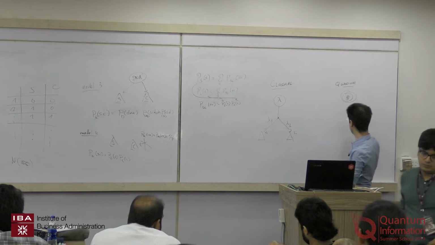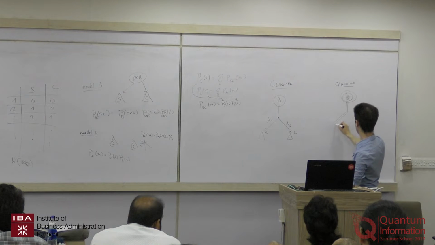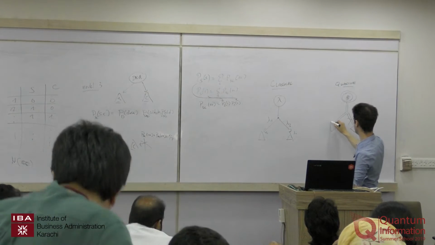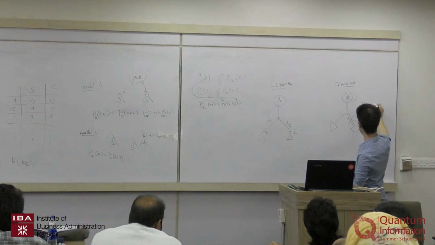With quantum systems, that's not the case. You can't make a copy that would be perfect and send it to other systems. This is called the no cloning theorem.